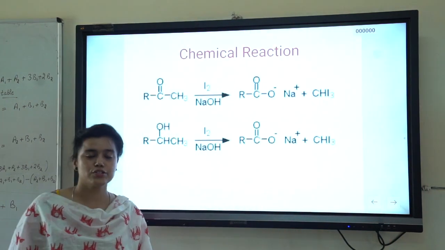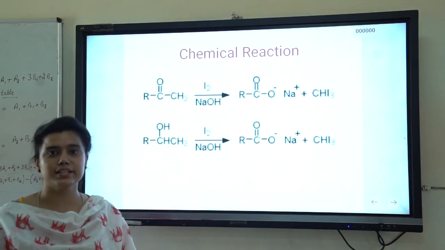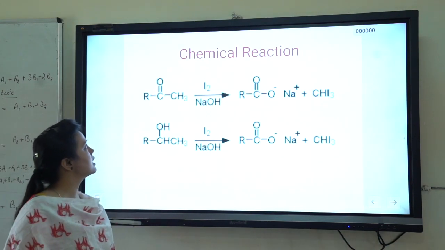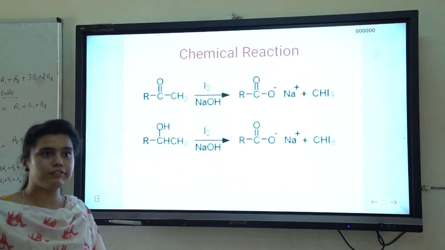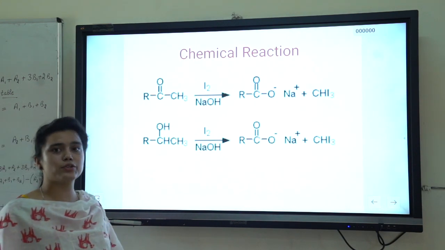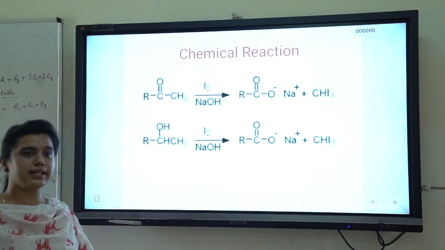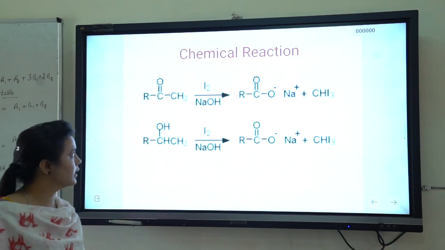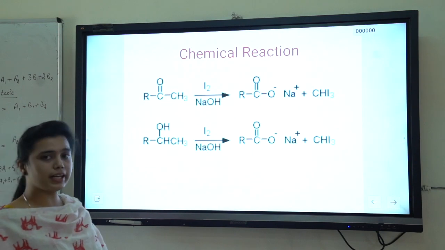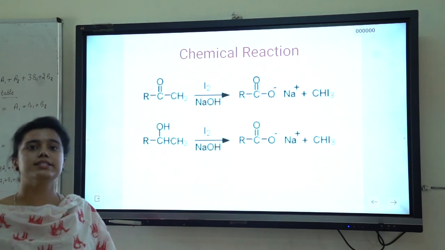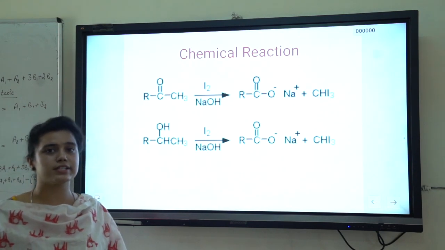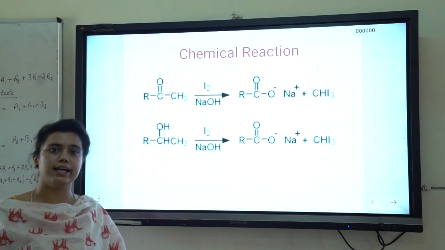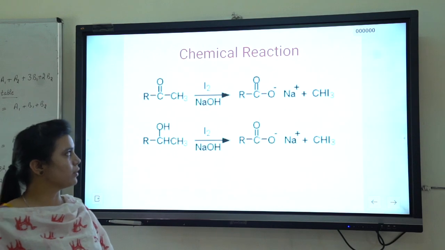For the iodoform reaction, the chemical reaction which takes place considers the ketone RC double bond O CH3. If we consider R as a CH3 group, then acetone is the reacting compound. It reacts with iodine and sodium hydroxide to form the carboxylate ion plus CHI3. CHI3 is iodoform, which is a yellow colored solid product. When we perform this experiment, at the end we will get the yellow colored product.